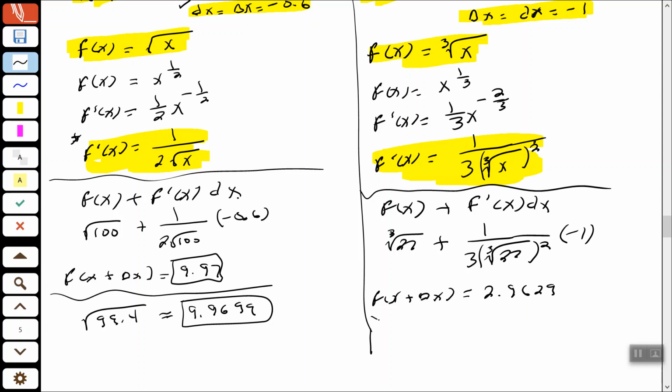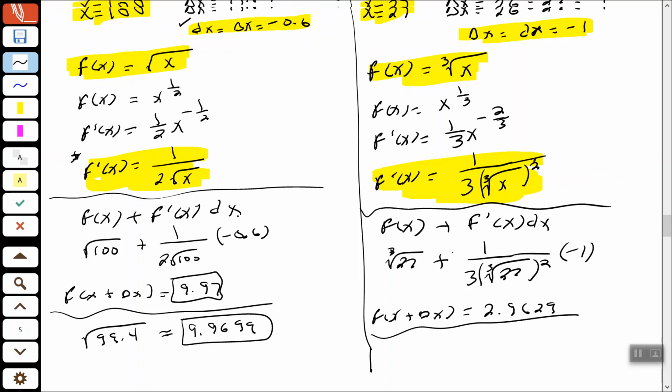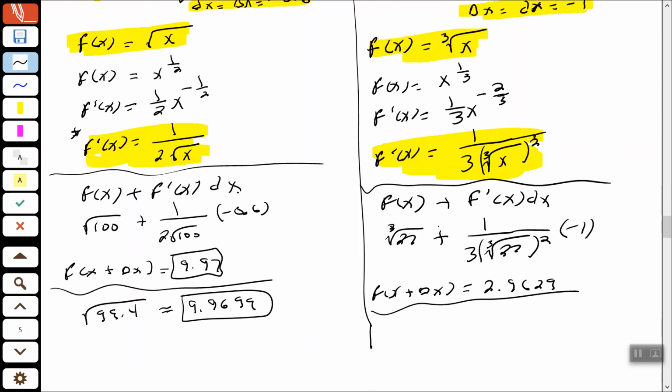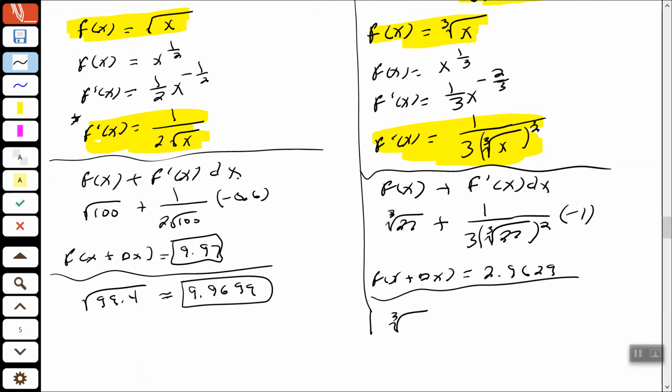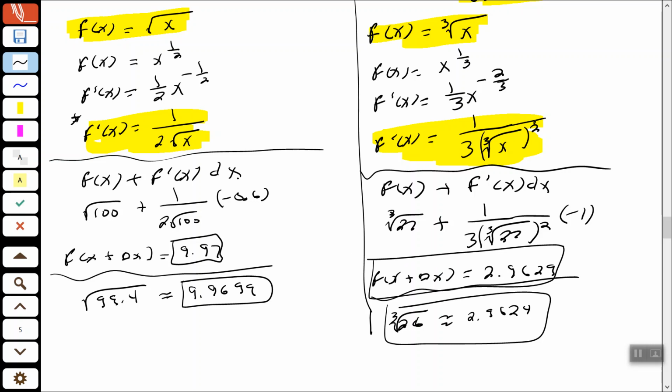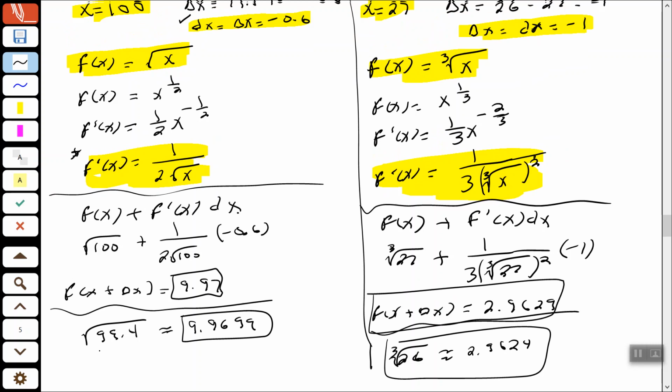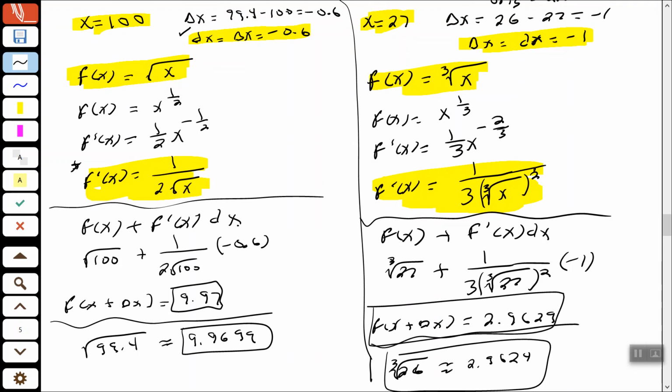Now what we're saying is that this approximation should be very close to the actual calculation of the cube root of 26. So in your calculator, you want to calculate the cube root of 26, and when you do that, you should get about 2.9624. And we're just showing again that those values using differentials are close to the actual value, and we can use the differential to make that approximation.